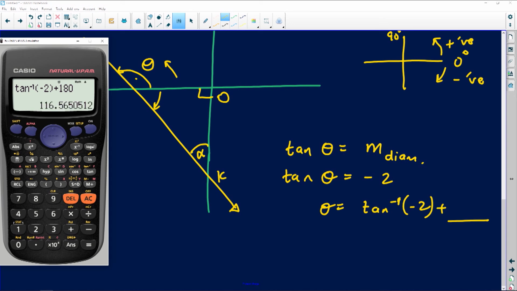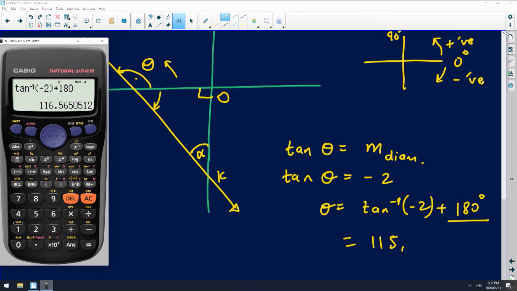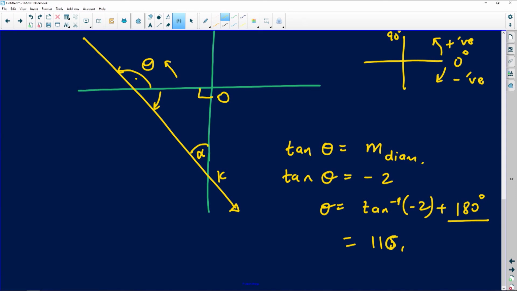And you're getting an angle of 116.57. When you add 180 on this, you're going to get 116.57. Very important. Is it 57? Yes, 116.57 degrees. That's the angle theta.